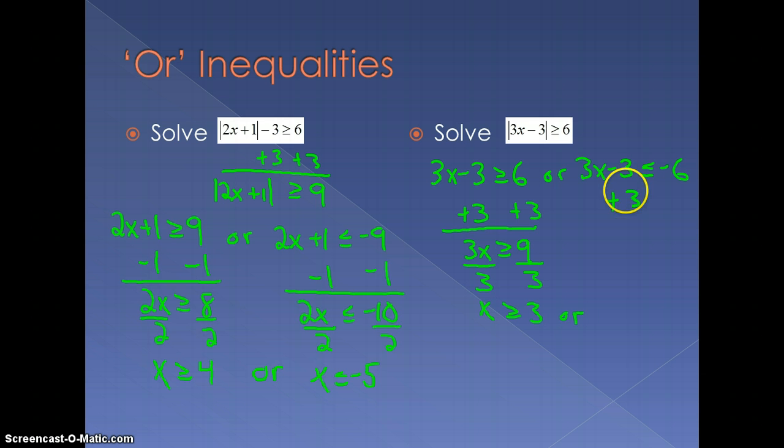Or, same steps. We'll get different numbers though. 3x less than or equal to negative 3. And then again we divide by 3. I get x is less than or equal to negative 1. Two different answers. It has to be one or the other.